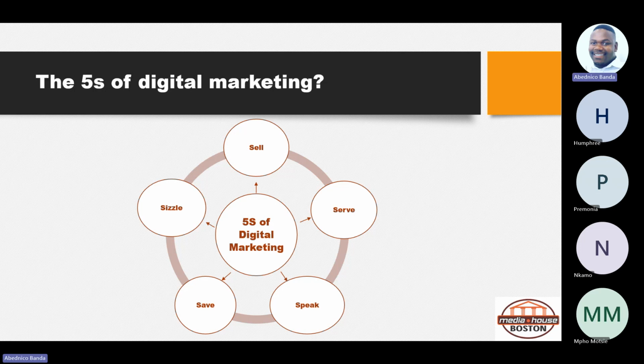Then, of course, digital marketing must speak. It has to communicate for your brand. So that's the third S. It must speak. Then the fourth S, it must save. Traditional marketing, when it comes to running campaigns, has always been expensive. As we discussed last week, it's very expensive to have that billboard. It's expensive to have that advert on television. So digital marketing must save costs from a budgeting point of view. Then lastly, it must seize.